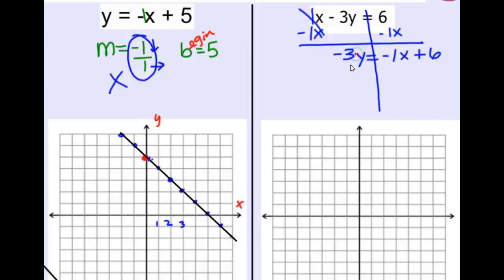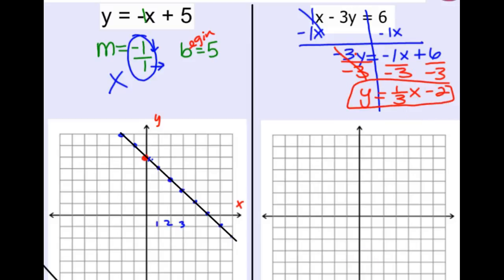And then the opposite of multiplying is divide. Divide everything by -3. Two negatives multiplied make a positive. 1 does not divide into 3, just leave it as 1/3. And then 6 divided by -3 is -2. So our m, our slope, is 1 over 3. And b, our y-intercept, is -2.